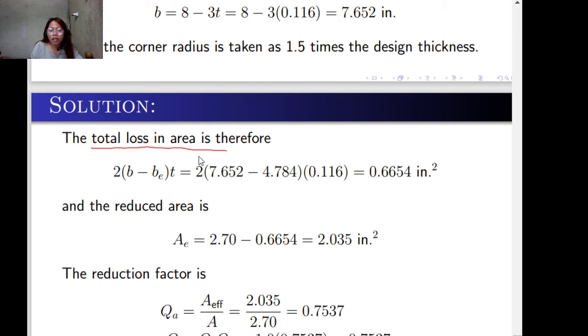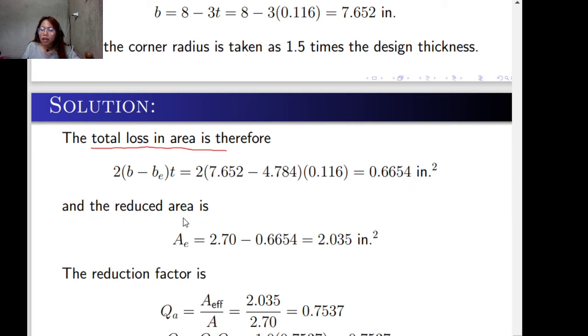The total loss area, no? I think this is how to say in English. I think this is understandable, no? So the answer is the total area, therefore, total loss in area is 0.6654. Since this is the total loss area, you will subtract it from the gross area.